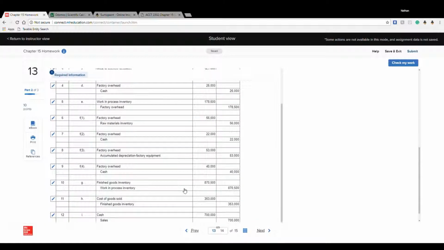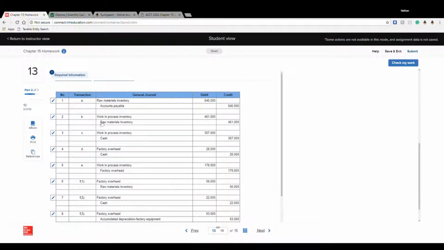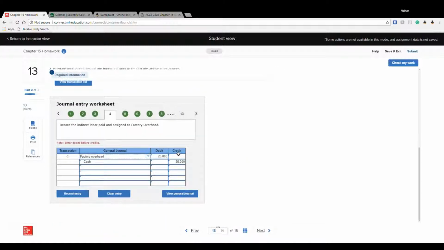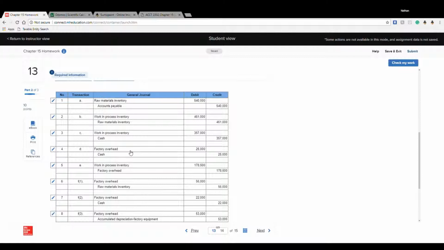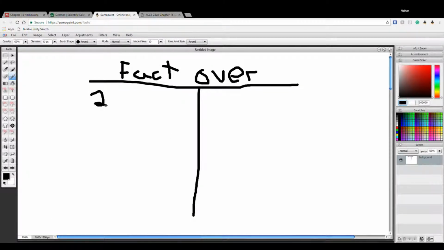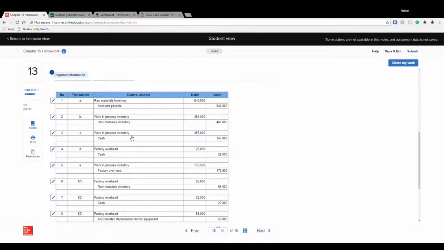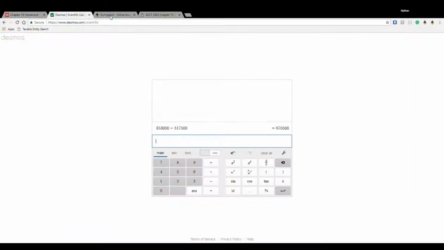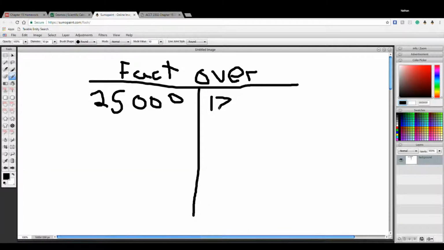So with this, let's find all of our factory overhead. So boom, boom, boom. There's factory overhead right there. Okay. View general journal. Put me back on that. Don't click on it. Okay. But we're going to find factory overhead. Here's 25,000. That's a debit. So of course we're going to put 25,000 right here. Alright. Move on to the next one. So E has it. They have a credit of 178,500.